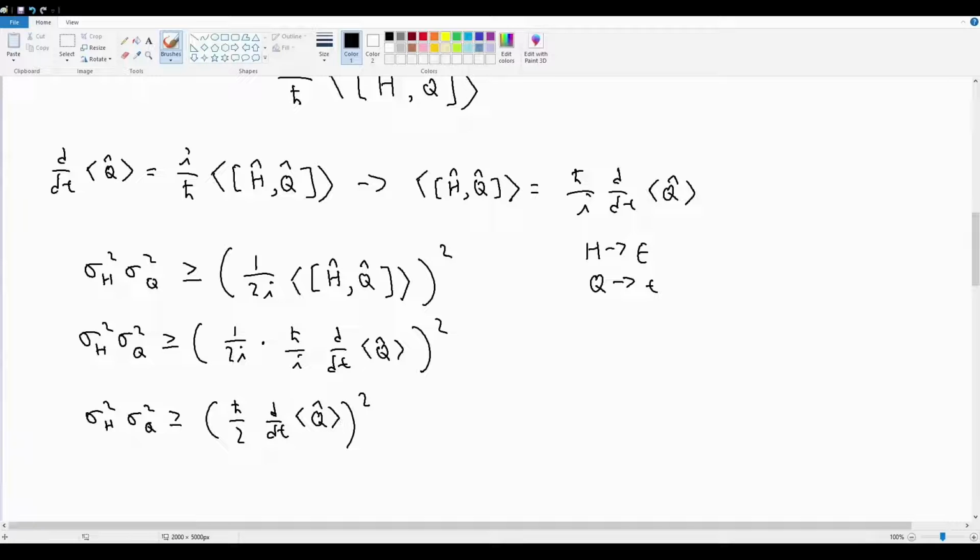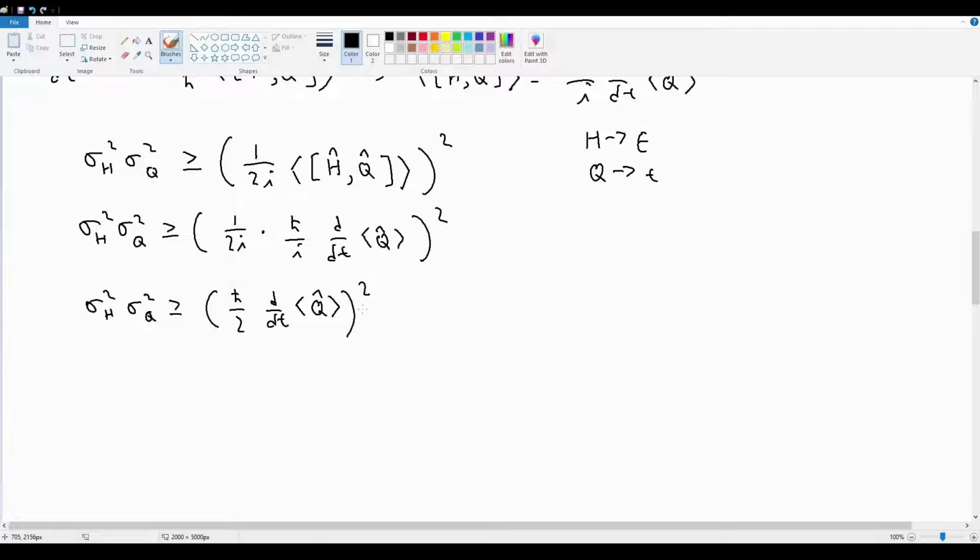So we're pretty close, right? Because if I then just take a square root, sigma H sigma Q is going to be greater than or equal to h bar over 2 times the magnitude of d by dt of q hat. This is pretty close, right? We just have to somehow get rid of this term, or somehow show that it's going to equal 0.